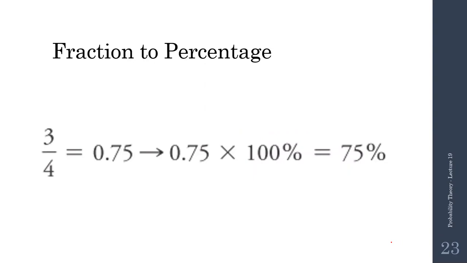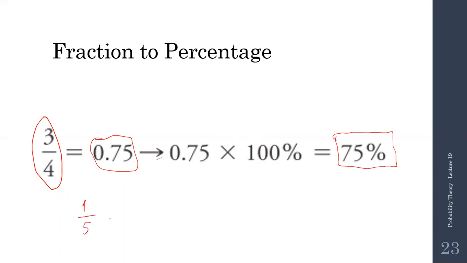Fraction to percentage. So it says 3/4 of all people responded yes to the survey. How much is this in percentage notation? First of all, we need to find the decimal fraction. 3/4 gives us 0.75. 0.75 we need to multiply by 100 in order to get 75%. 75%.